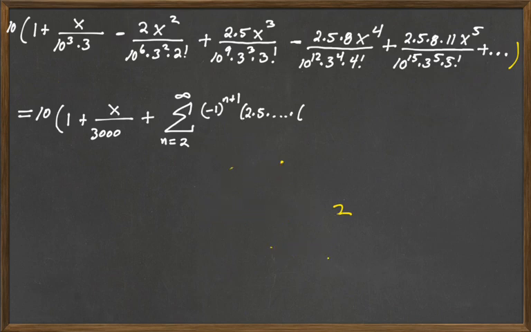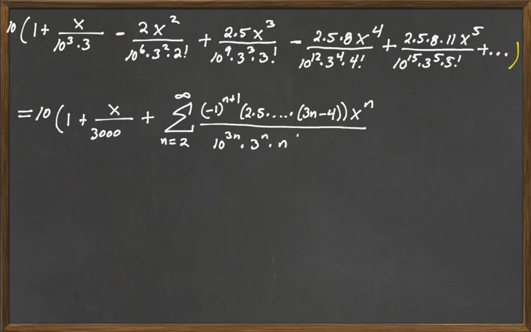All right, let's get this out of the way. So 3n minus 4, x to the n, 10 to the, and then we want to increase by 3, so 3n, 3 to the n, and then n factorial. Okay, and so we have written this as an infinite series.